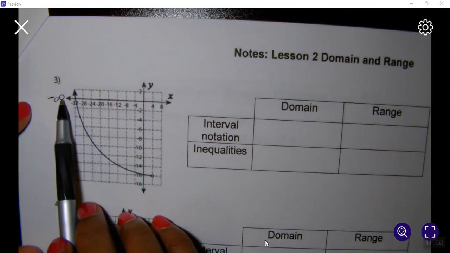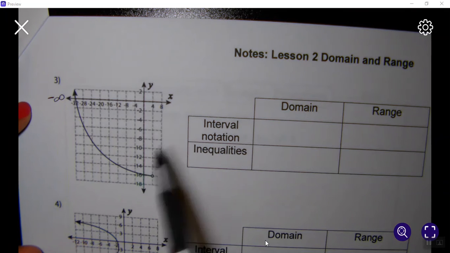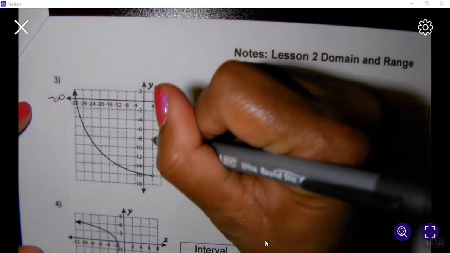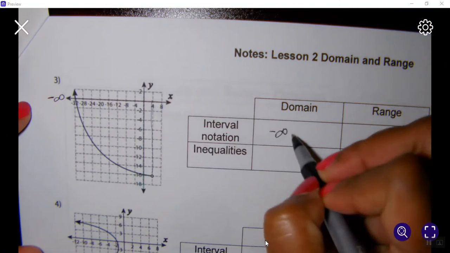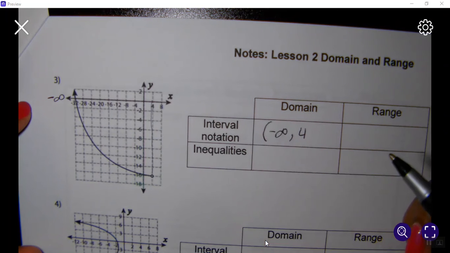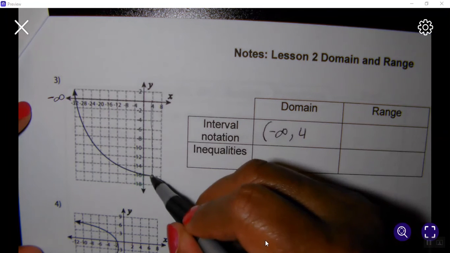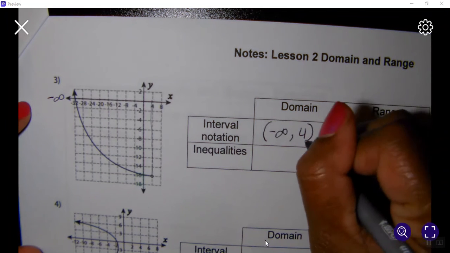So from -infinity until right here on the x-axis, it's at +4. So from -infinity until +4. And so infinity is always open, and then the 4 is also open because there's an open circle, so I'm going to put a parentheses.